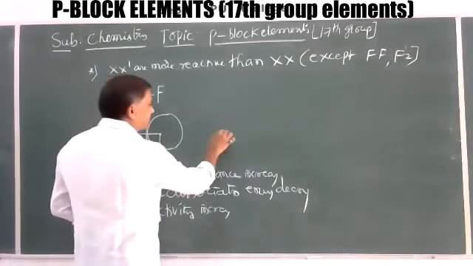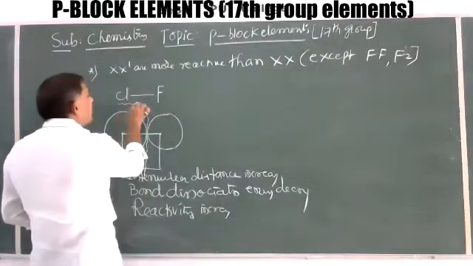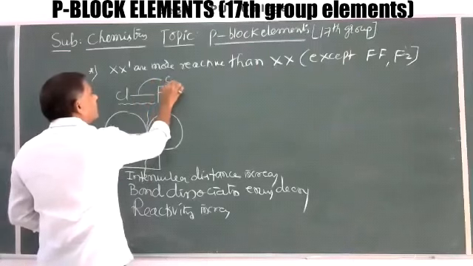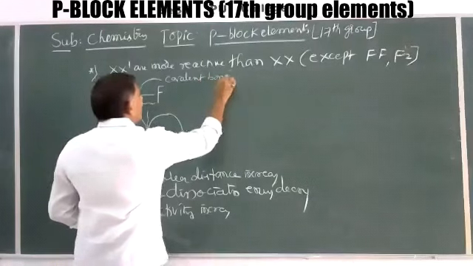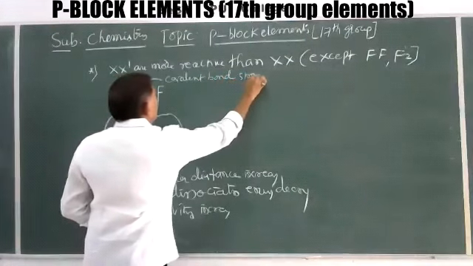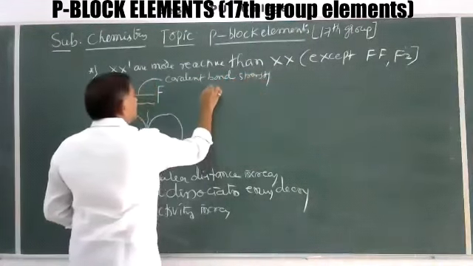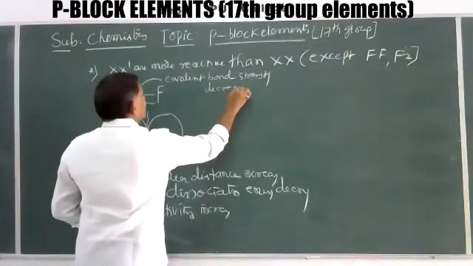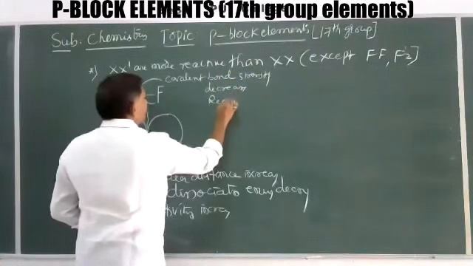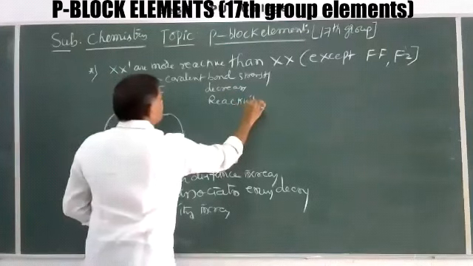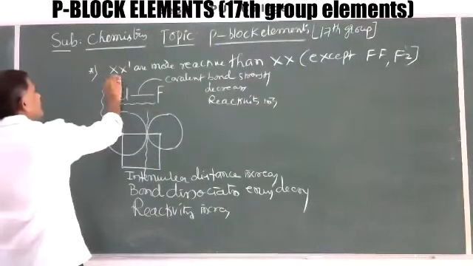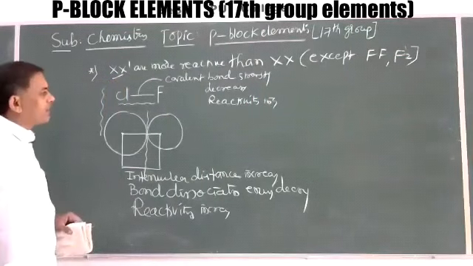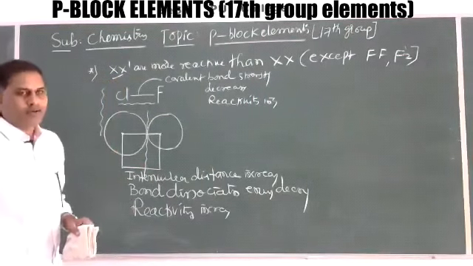Whereas in this case, the covalent bond strength decreases. Covalent bond strength decreases, so reactivity increases. So due to these reasons, interhalogen compounds are generally more reactive than the normal halogens.